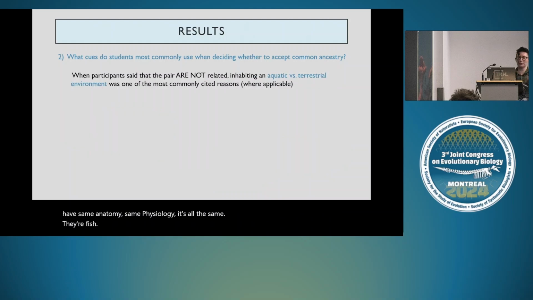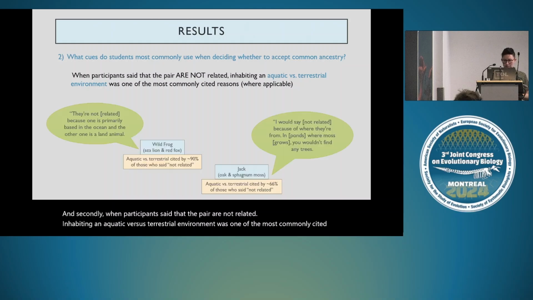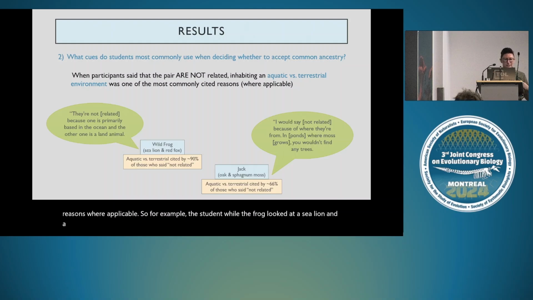Secondly, when participants said that the pair are not related, inhabiting an aquatic versus terrestrial environment was one of the most commonly cited reasons where applicable. For example, the student Wild the Frog looked at a sea lion and a red fox and said, they're not related because one's primarily based in the ocean and the other one is a land animal.